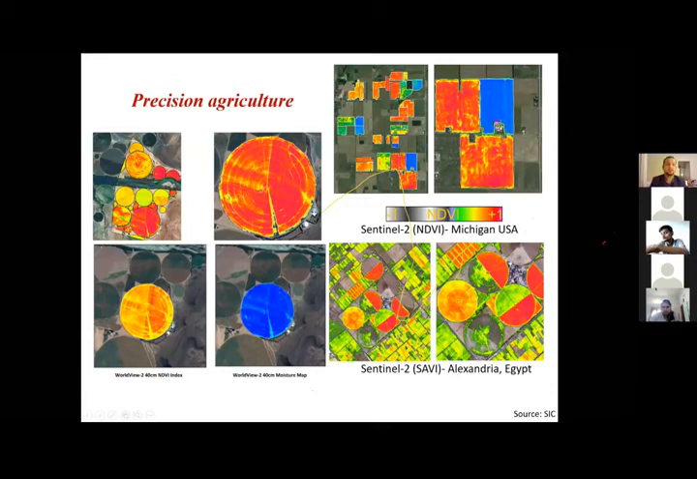Precision agriculture is a new technique where we use remote sensing to identify those specific zones which need attention in agriculture. For example, if you zoom into this part, what do you see? That one portion here is showing low NDVI values, which means that this part needs attention.